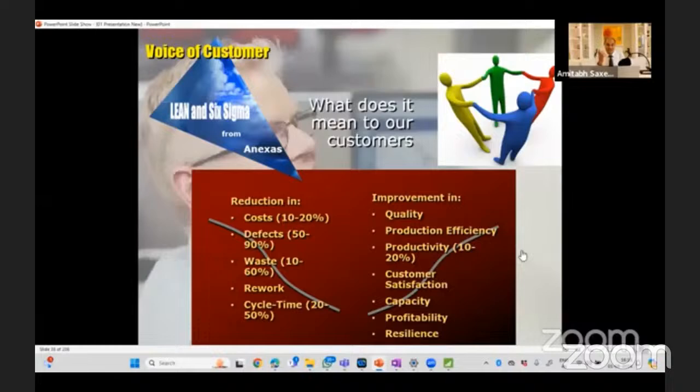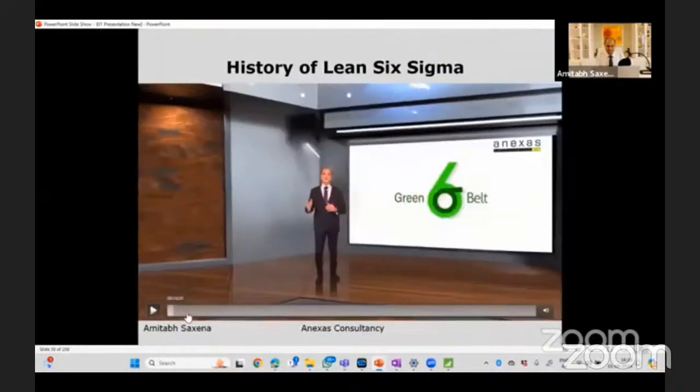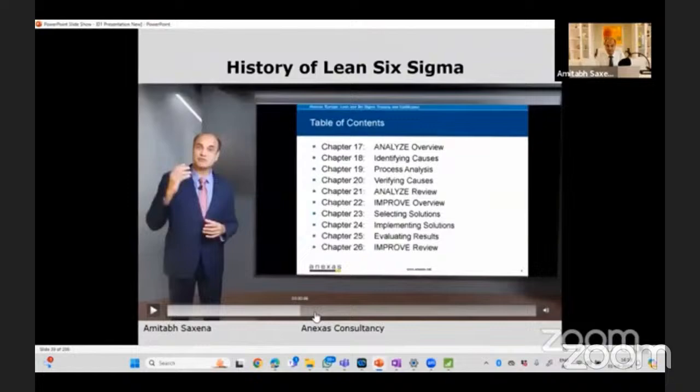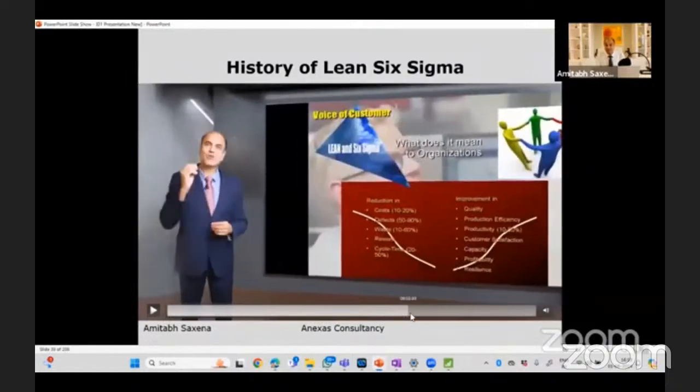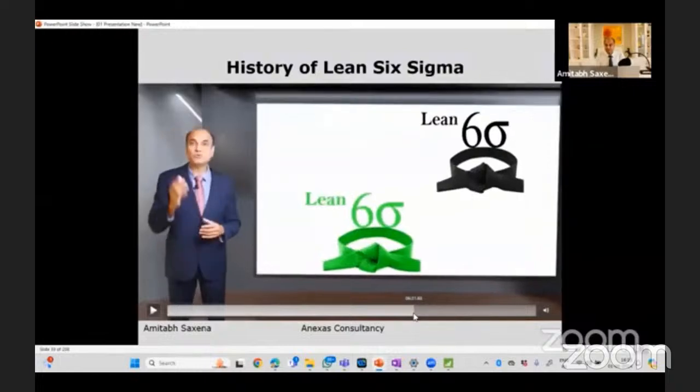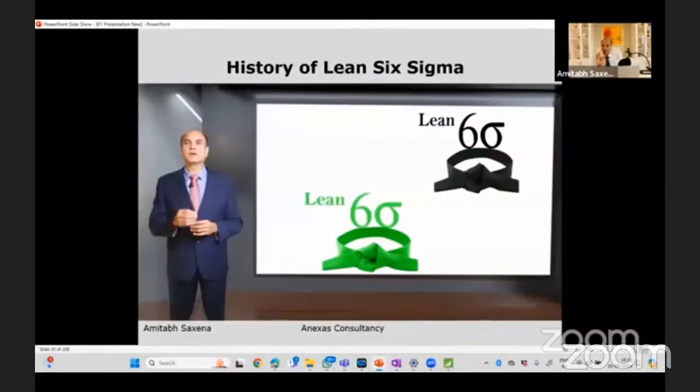So what is this Lean and Six Sigma? Would you like to know the history of Six Sigma? How it started? Just let me know. Then I can take you through that. And here I'll use a video because videos are sometimes able to tell you bigger stories, better stories. So would you like to know the history of Lean and Six Sigma? Just write yes if you are interested, write no if you are not interested.